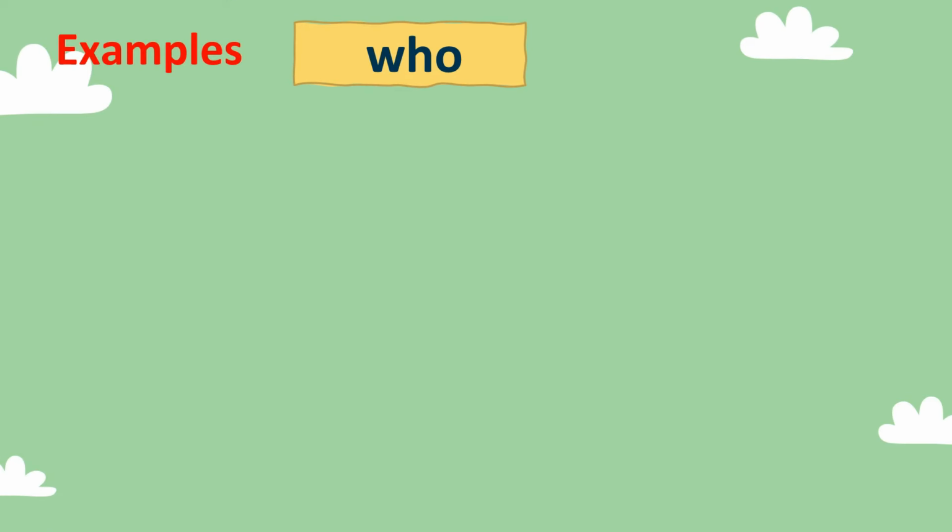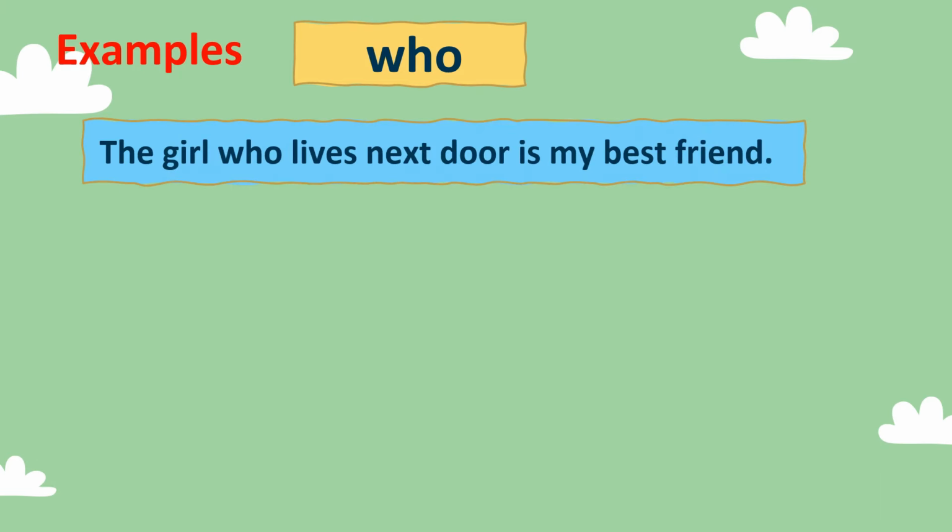Before we get on with the exercises, how about we look at a few more examples? So, the first one is who. Look at this sentence. The girl who lives next door is my best friend. So here you can see that this sentence is all about the girl. So the word who over here refers to the girl, which is the subject of this sentence.